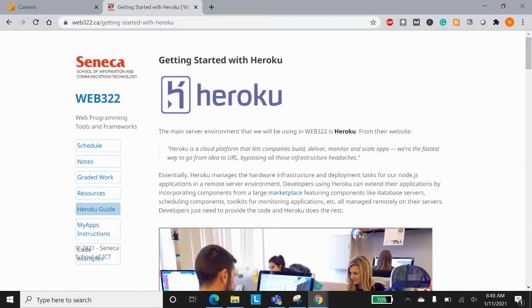The main server environment that we'll be using in Web222 is Heroku from their website. What is Heroku? Heroku is a cloud platform that lets companies build, deliver, monitor, and scale apps. We are the fastest way to go from idea to URL, bypassing all those infrastructure headaches. You can see that: infrastructure headaches. This is telling us we want to save ourselves from the infrastructure headaches, and whenever you have to save yourself from infrastructure headaches, something that comes to mind is the cloud platform.